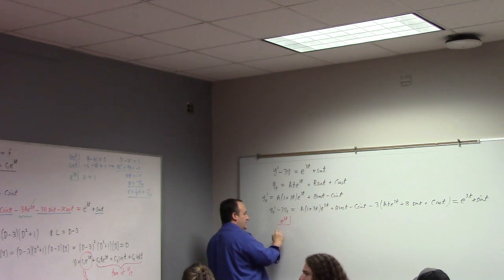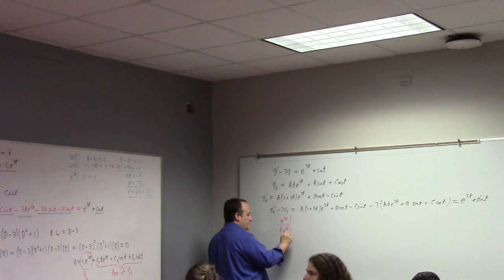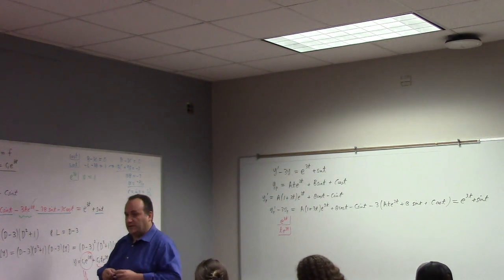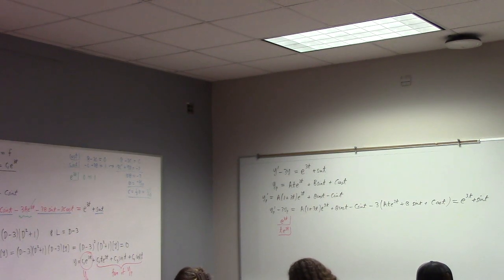So we can look at e to the 3t and we can look at t e to the 3t. Before, e to the 3t got us into trouble, right? Because that's where we got the 0 equals 1 equation. We don't like that. Now what happens?